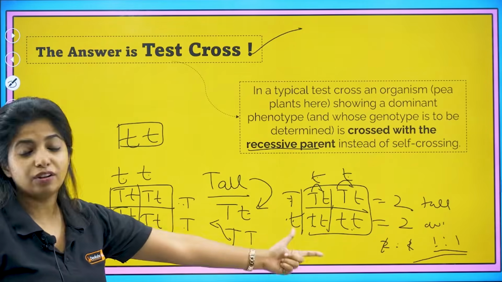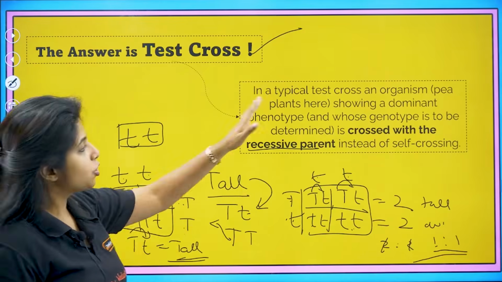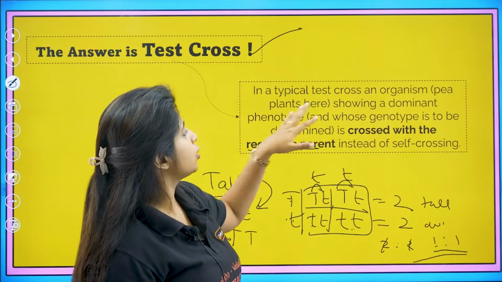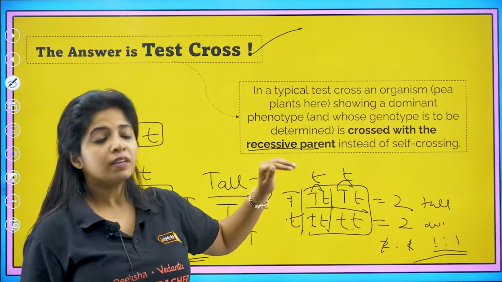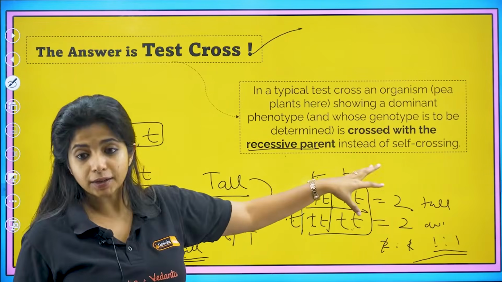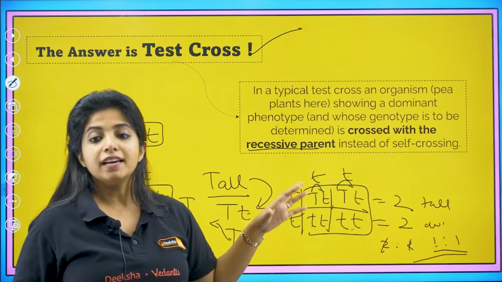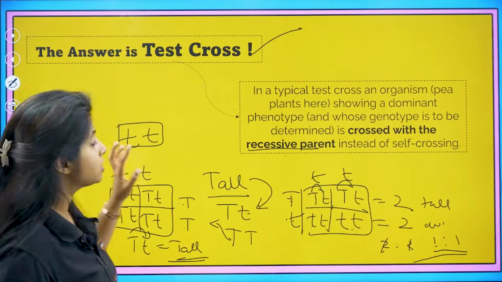Here the results are different when you cross both of them. So in a typical test cross, an organism showing a dominant phenotype and whose genotype is yet to be determined, we do not know that, is crossed with a recessive parent. I am crossing it with a recessive parent instead of self-crossing, and this is known as test cross.